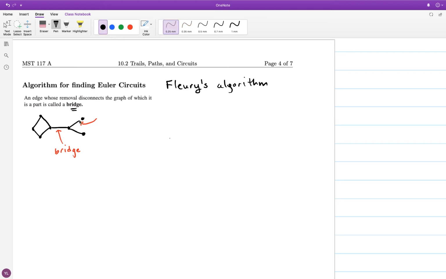So any edge whose removal produces a disconnected graph is called a bridge. And these edges over here are not bridges, because you can remove them without disconnecting the graph. Okay, so Fleury's algorithm goes like this. Start at any vertex in the graph.